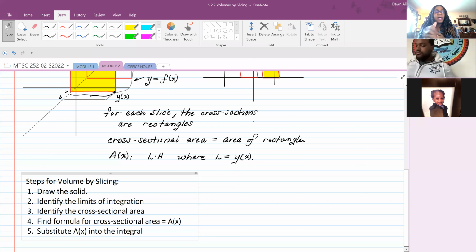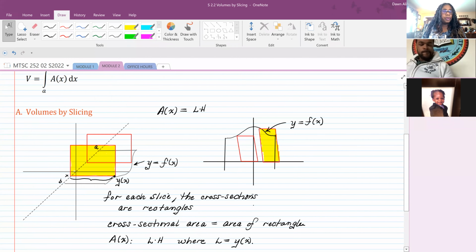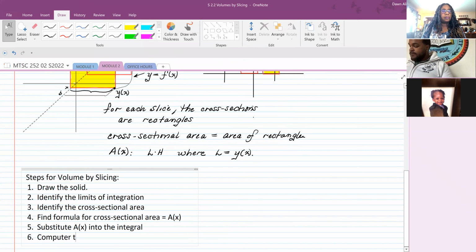Then you need to find the formula for the cross-sectional area. That's A of x. And after you find the formula for the cross-sectional area, you're going to substitute that into the integral. And of course, number 6, you're going to compute the resulting integral.